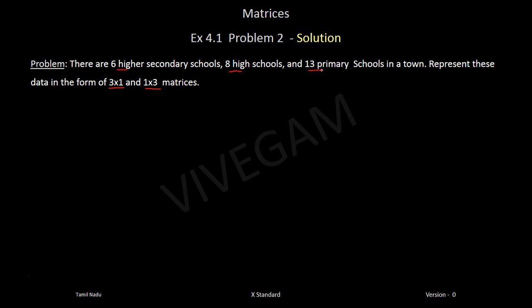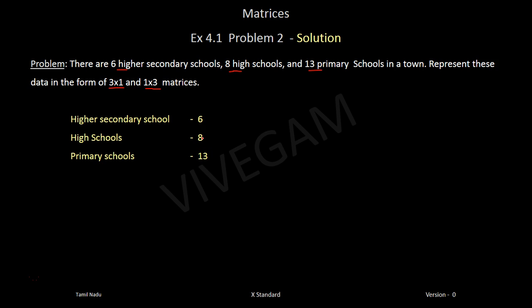So now let's try the 3 by 1 matrix. Let's represent this as it is. Let's put it in table form. I have not exactly drawn the boundaries of the table, but it is more or less in table form. Higher secondary schools 6, high schools 8, primary schools 13, right? If you write it in this form, you have 3 rows and 1 column, right? This is the first row, second row, third row, and 1 column.